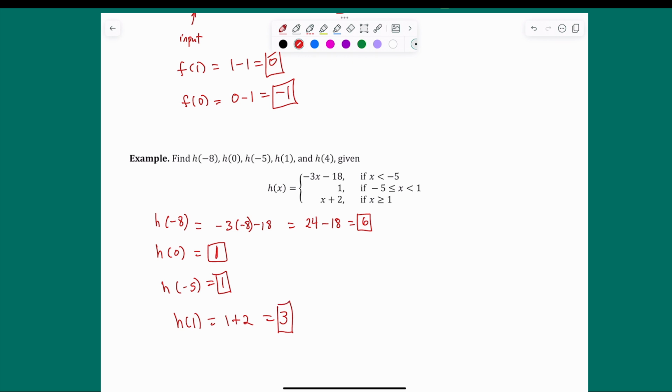All right, the last one here, h of 4. The input is 4, so is 4 less than -5? No. Is -5 less than or equal to 4? Yes. And is 4 less than 1? No. So is 4 greater than or equal to 1? Yes. So we use the x plus 2. So 4 plus 2 gives us 6, and that's our answer there.